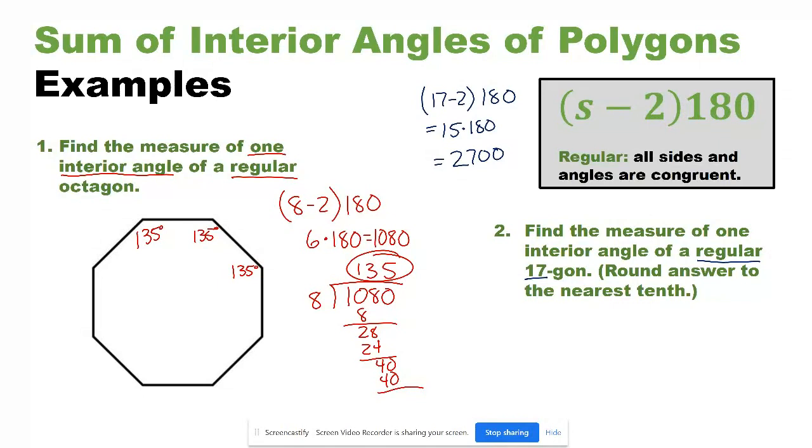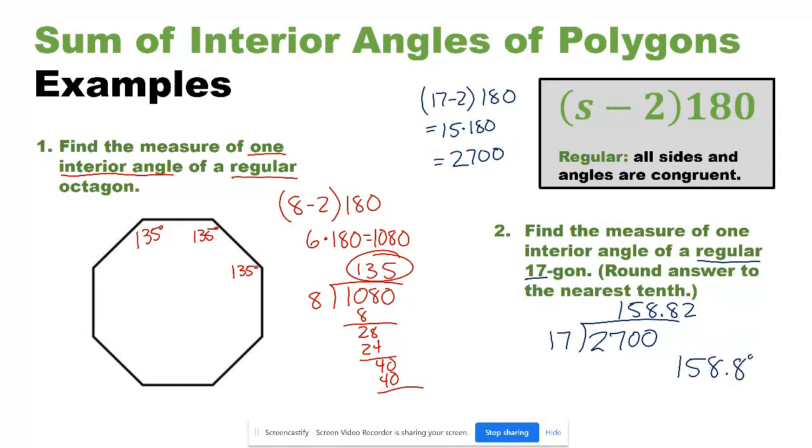All the angles are exactly the same. So we're going to take this 2,700 and divide it by the number of angles, which is 17. I did work this out earlier, so I won't bore you with all the little steps. What you get is 158.82, and you could keep going if you want. It gives you a pretty nasty decimal. But the problem says to round to the nearest tenth. So that's one number after the decimal. I'm going to round that off.